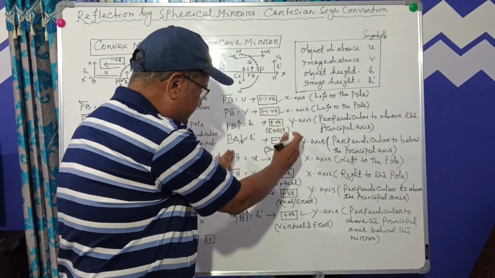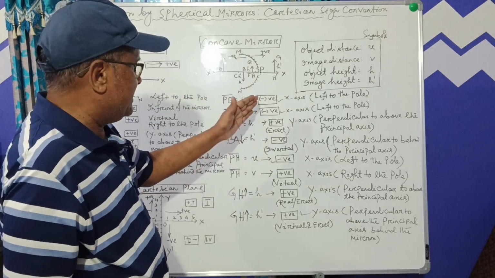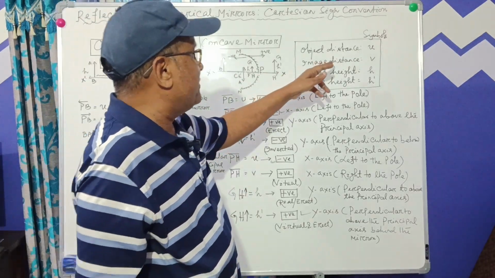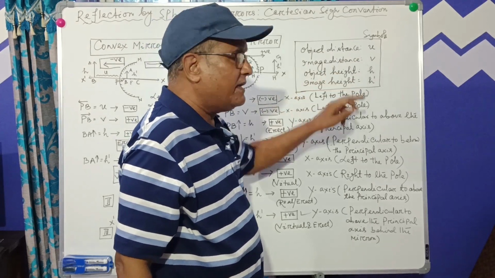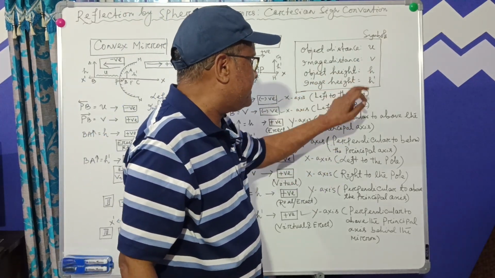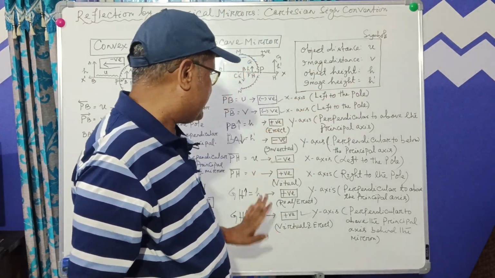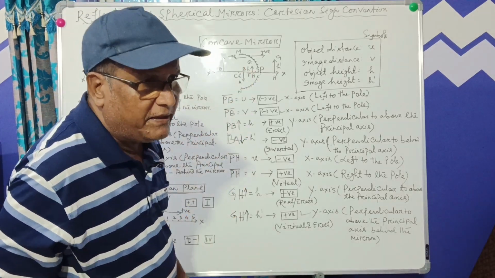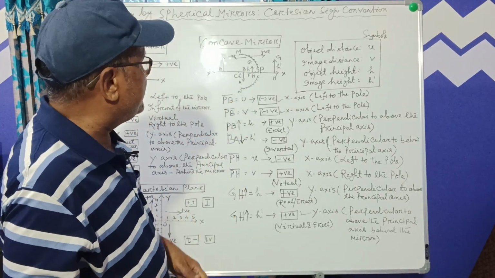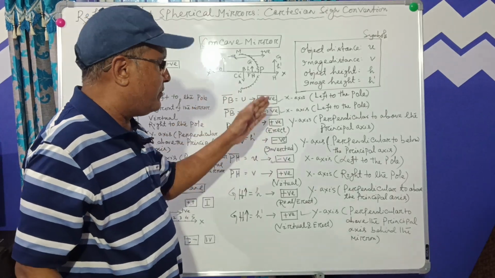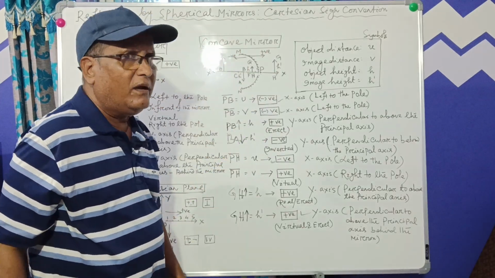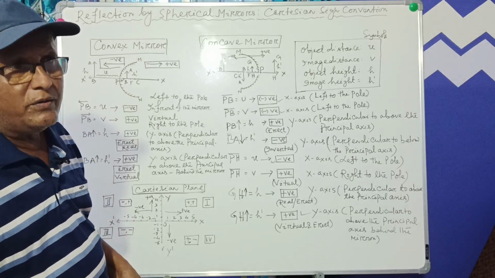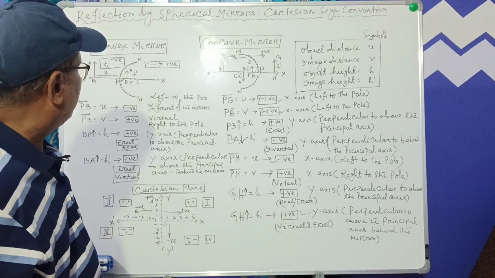So these are the signs that are used for object distance, image distance, object height h, and image height h dash. Whenever you write u, v, h or h dash, you please follow this Cartesian sign. Otherwise, our problem will be wrong. We cannot arrive at the solution.